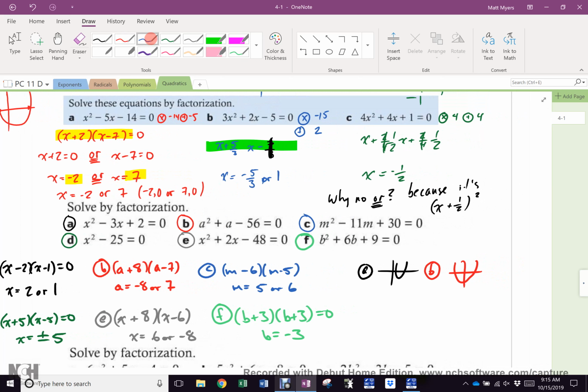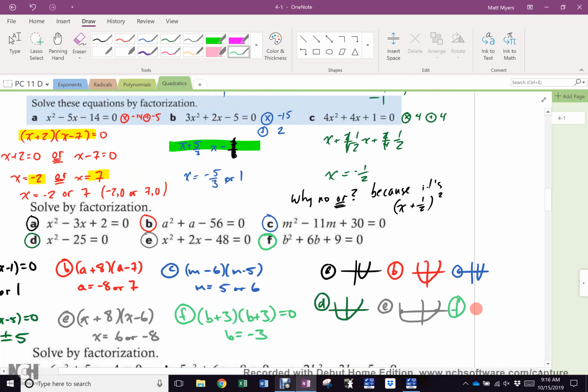What would C look like? Tall and skinny, because it's 6 and 5, right? Both positive. What would D look like? Plus and minus 5. Chubby, to use Jacob's words. 6 and negative 8. And F, what would F look like? Would it go below? No, it would bounce off at negative 3.